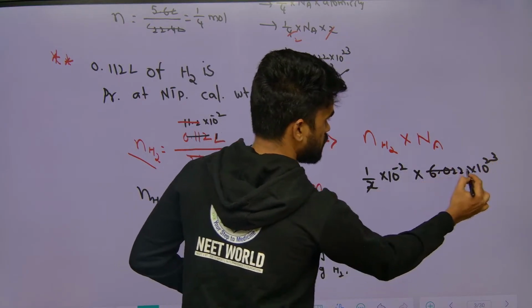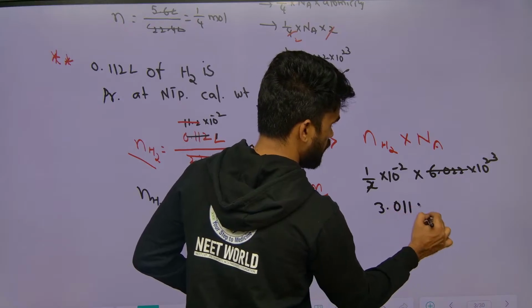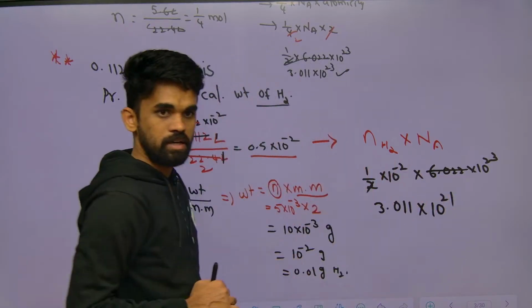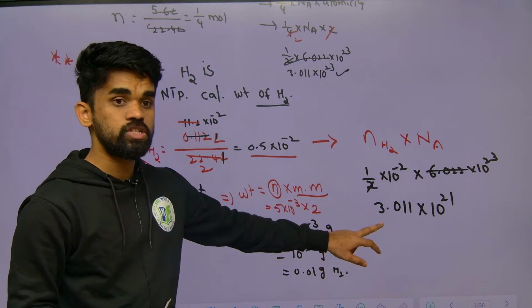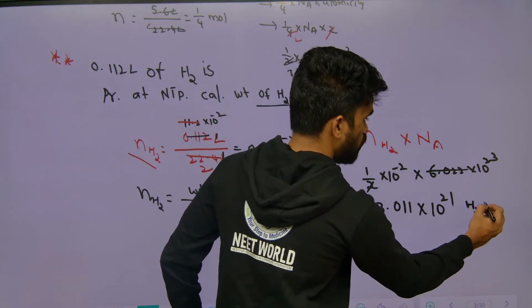So this is 3.011 into 10 power 21. This is the number of hydrogen molecules, H2 molecules.